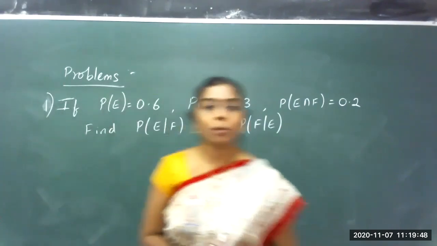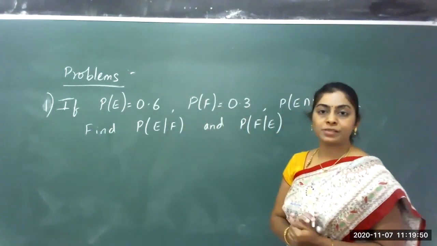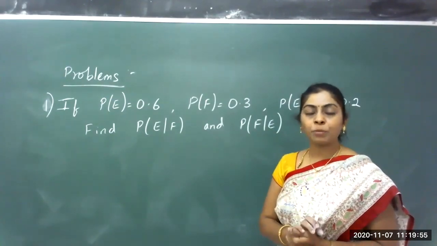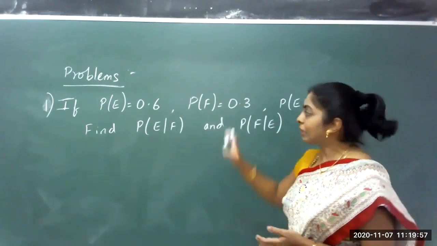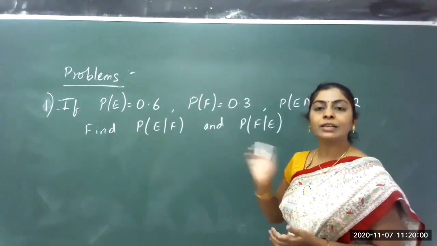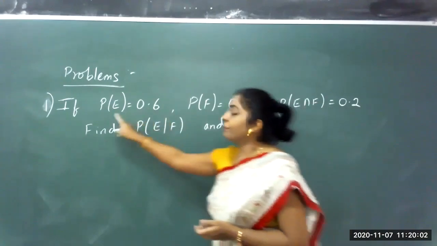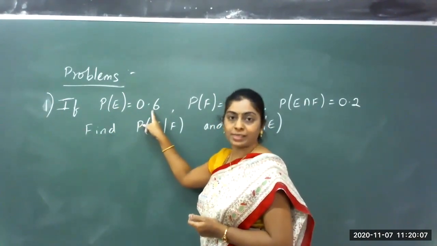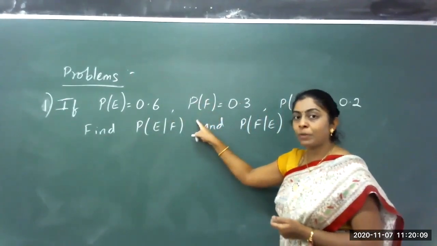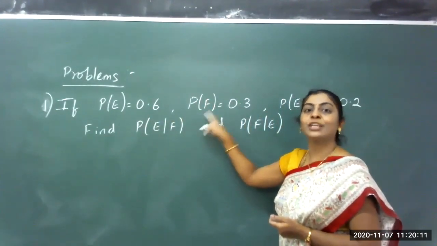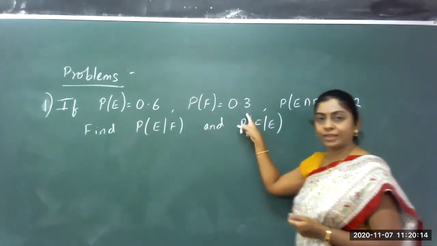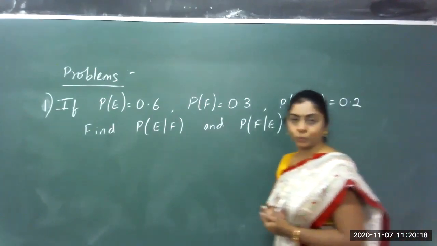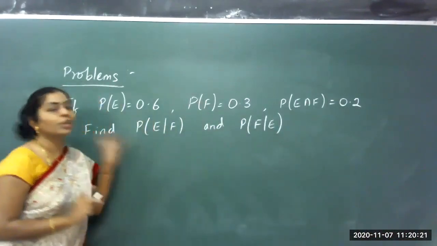Now on conditional probability, we will work out a few problems. While I explained conditional probability, I gave you one example. Similarly, using the same definition, let us work out a few. If the probability of an event E is 0.6, the probability of event F is 0.3, and the probability of E intersection F is 0.2, find the conditional probability.